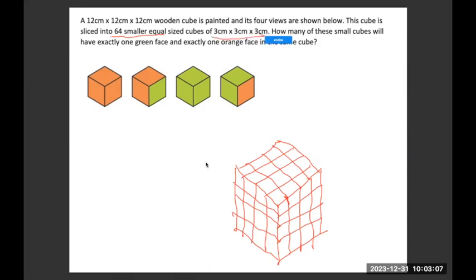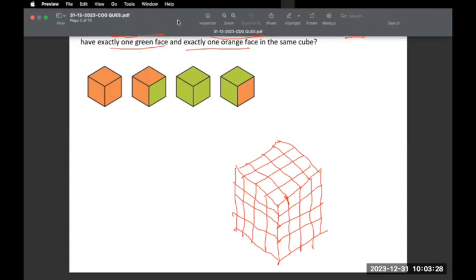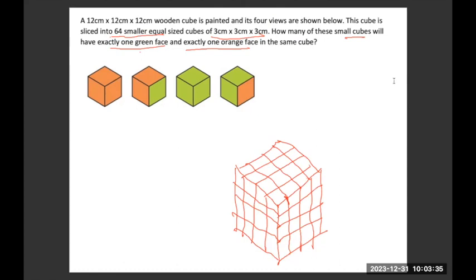Of 4 by 4 by 4. Okay. How many of these small cubes will have exactly one green and one orange face? So part of this cube are painted orange and part of these cubes are painted green. You have to guess which of the cubes after slicing will have exactly one green and one orange face. Not more than one. Try solving it, we'll solve it together, okay? Try attempting it, that's what I mean.